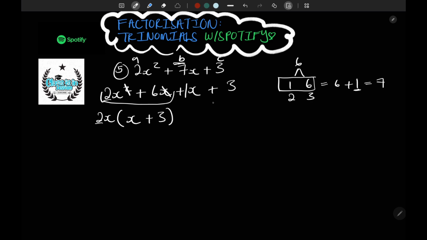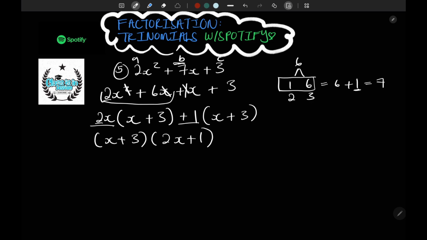And in this case, what can you take out? You can only take out 1. So let's say plus 1. Open a bracket. That cancels with that. You're left with x, then plus 3. Now this looks like a common bracket, which is what we did in the second video. So what do we do? x plus 3. Then write what's outside. We have 2x and plus 1. 2x plus 1. Now this is your factorization.